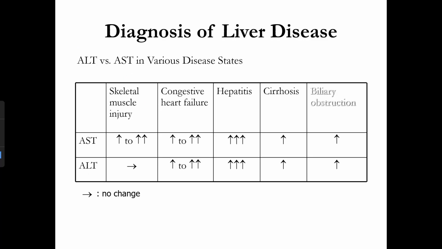So the diagnosis of liver disease can follow this kind of arrow diagram. So ALT versus AST in various disease states. In skeletal muscle injury, you'll see elevated AST, but ALT will be pretty much normal. In congestive heart failure, both of them are elevated. In hepatitis, they're both extremely elevated. Cirrhosis, they're both moderately elevated. And biliary obstruction, they're both moderately elevated.